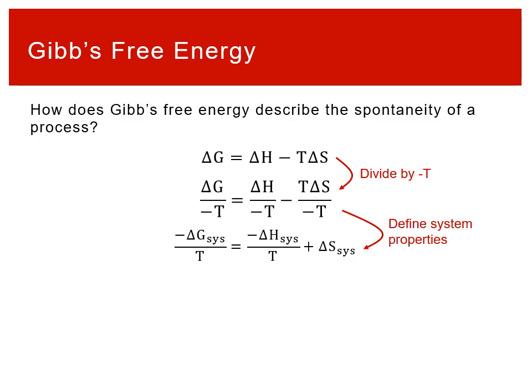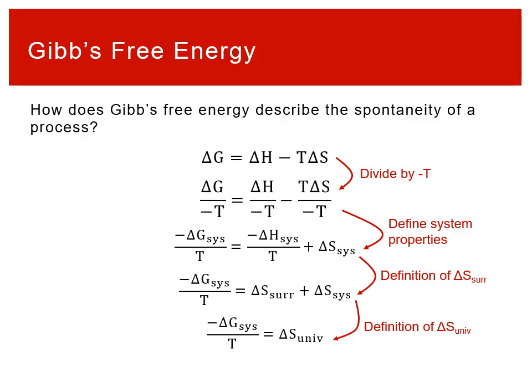Okay. Then we're going to make a specification. We're going to define everything as the system. Then we're going to use the definition of delta S of surroundings that we looked at previously: negative delta H of the system divided by temperature. That was the definition for the surroundings. And finally, we're going to use the definition of the delta S of the universe, that's system plus surroundings. So we know that delta S universe positive means spontaneous. So delta G of your system that's negative corresponds to spontaneous processes.